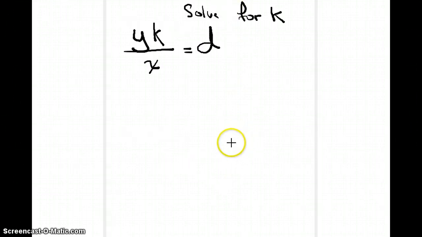Alright, if you want to pause the video at this point, you can solve these two problems. Alright, now we have something slightly more complicated. We have solve for k, and we have y over x, k equals d. Well, I'm solving for k, so let's take a look.